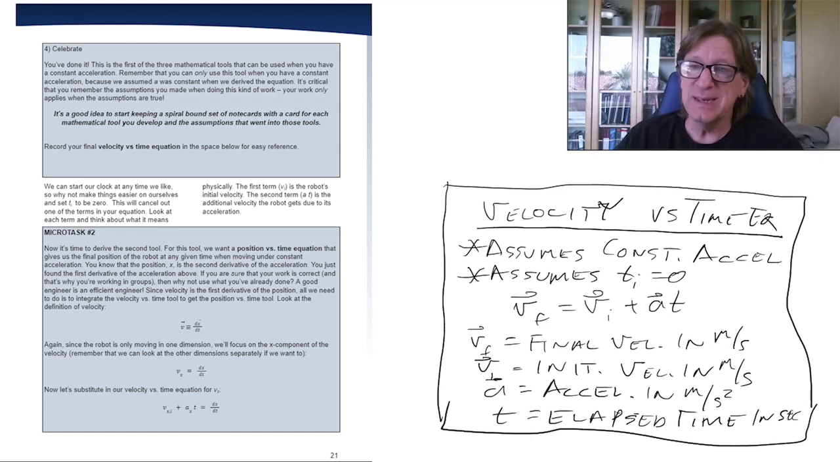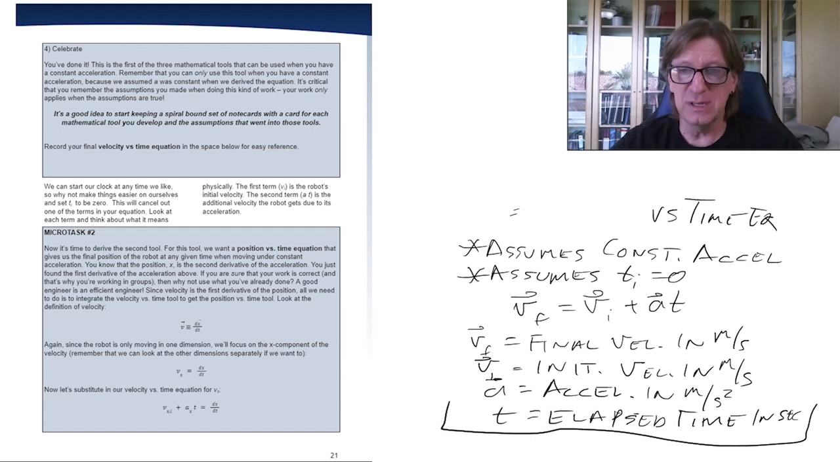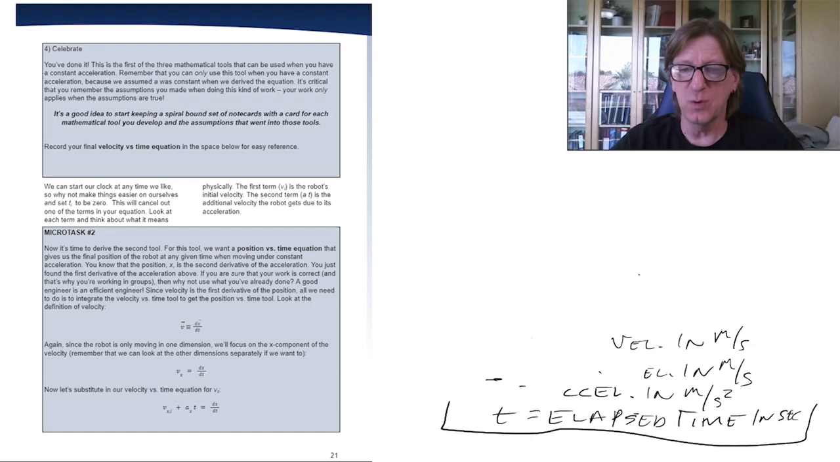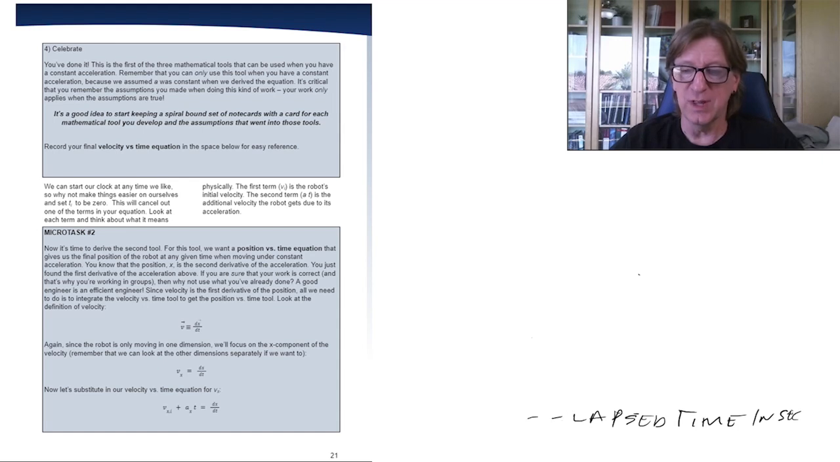Okay, so let's take a look at the second equation that we want to derive from that. And I'm going to erase all this, which is going to take me a little bit of time. But what we want to do now is find a position versus time equation. So we know we've got an equation for the velocity versus time, and we're going to use that. But now we want to see what if we don't know the final velocity? Maybe we want to know the position.